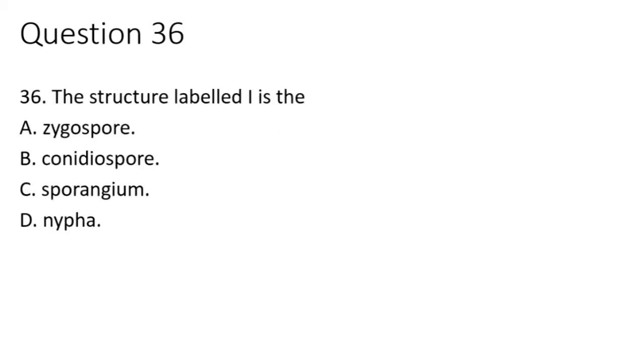Then the structure labeled 1 is the A, zygospore, B, conidiospore, C, sporangium, D, hyphae. Just like I have explained, two opposite hyphae. These ones are the hyphae, positive and negative. Now they have developed gametangia, and the gametangia have fused to form the zygote. Then a thick coat has formed around the zygote to withstand adverse conditions. When that happens, the zygote is referred to as the zygospore. And so here, the structure that is labeled 1 is the zygospore.